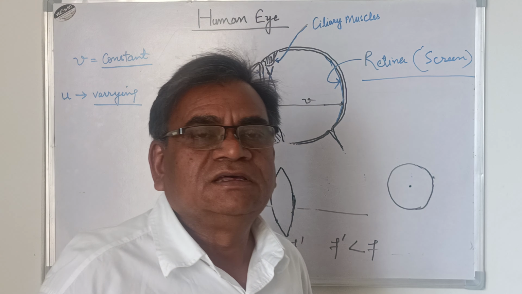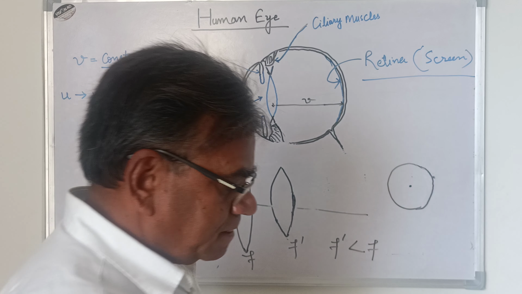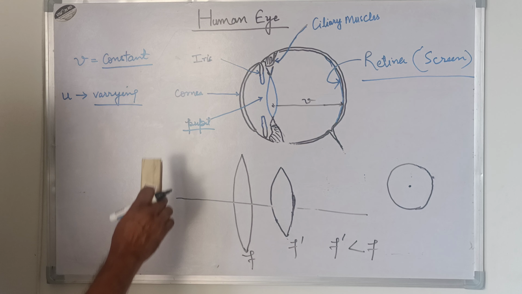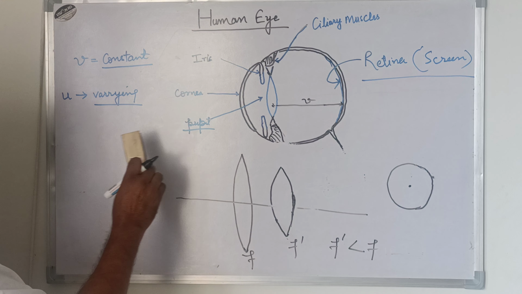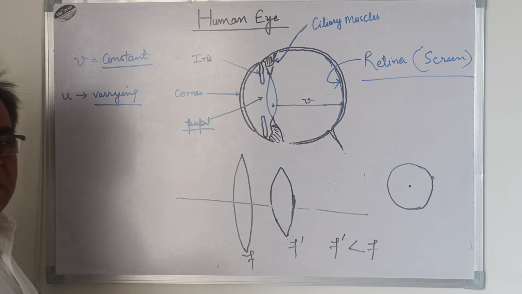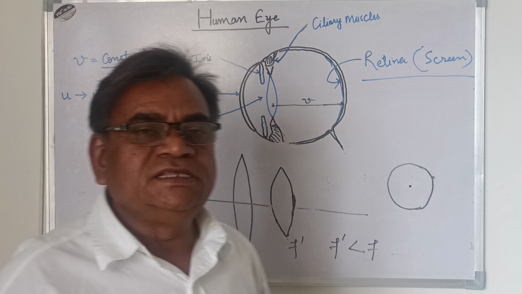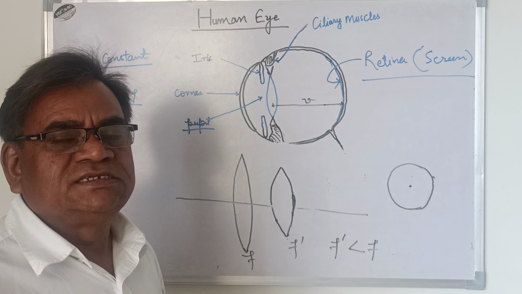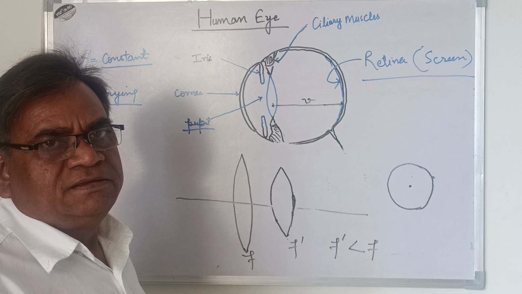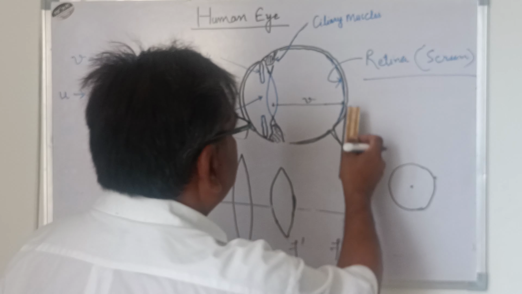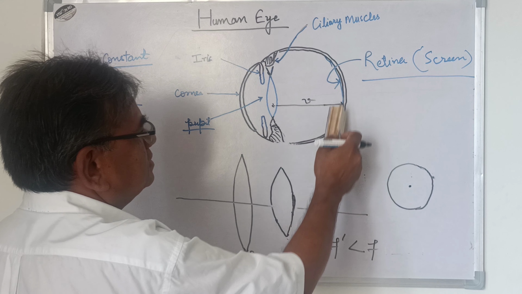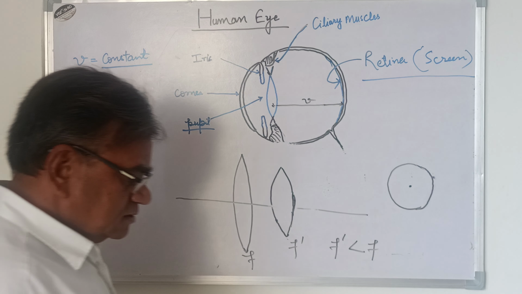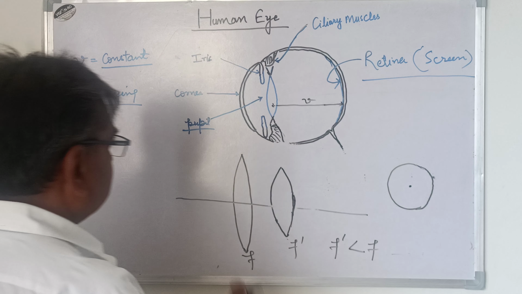This is the action in the eye by which we see all things clearly. The images of all objects at different distances from our eye are always formed at a fixed distance, at the retina, so we see them clearly. Now we will discuss some more things.